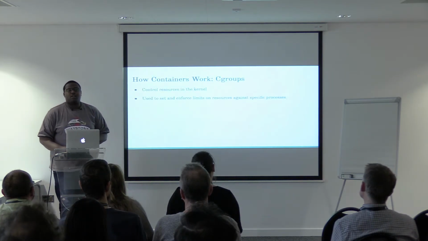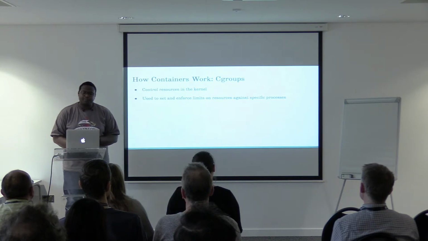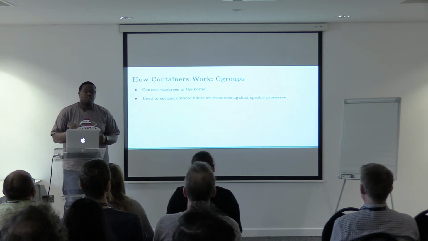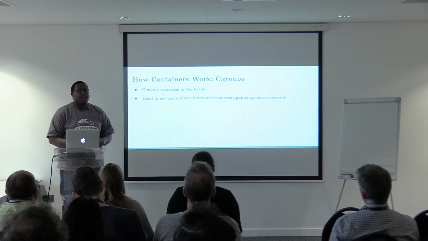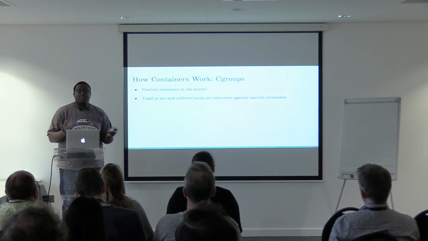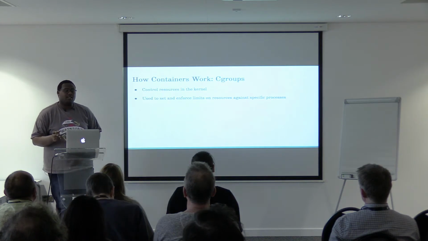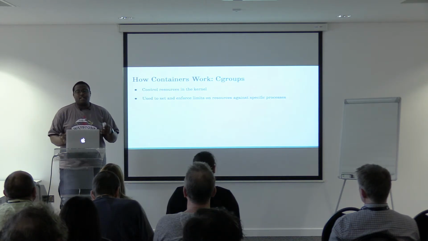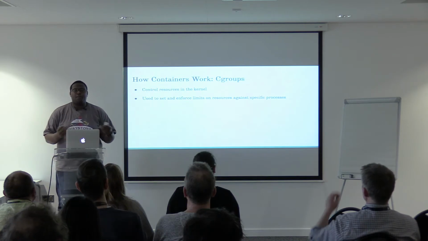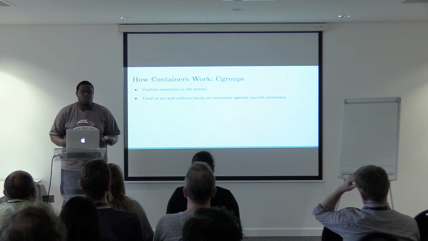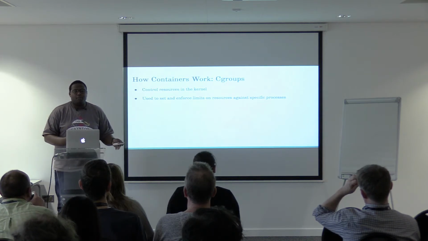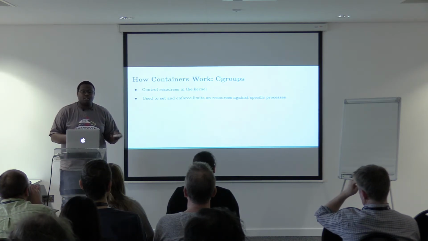So C groups are control groups in the Linux kernel, and they are used to enforce limits on resources against specific processes. So if I have process A, which is my web server, Apache, for instance, running in a container, running on my server, if I apply a C group for memory for it, I can restrict the amount of memory that server can use while it's still running on the host in my server.